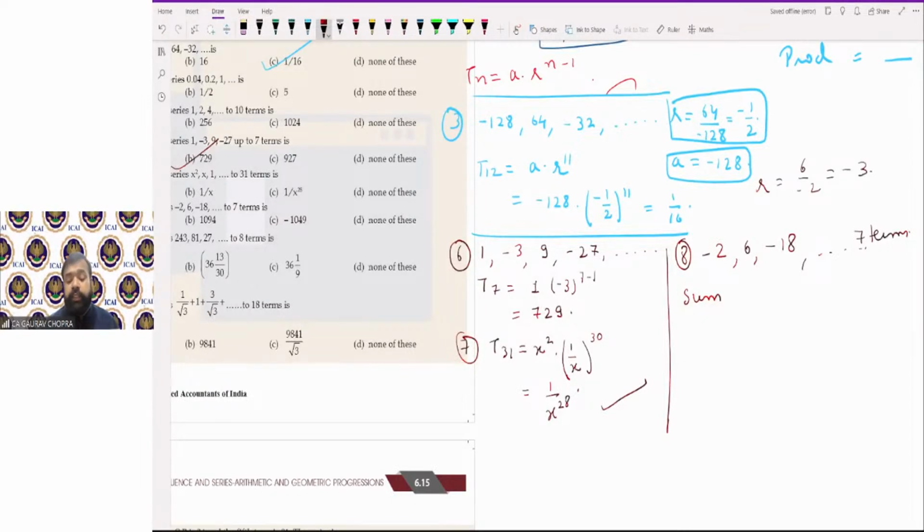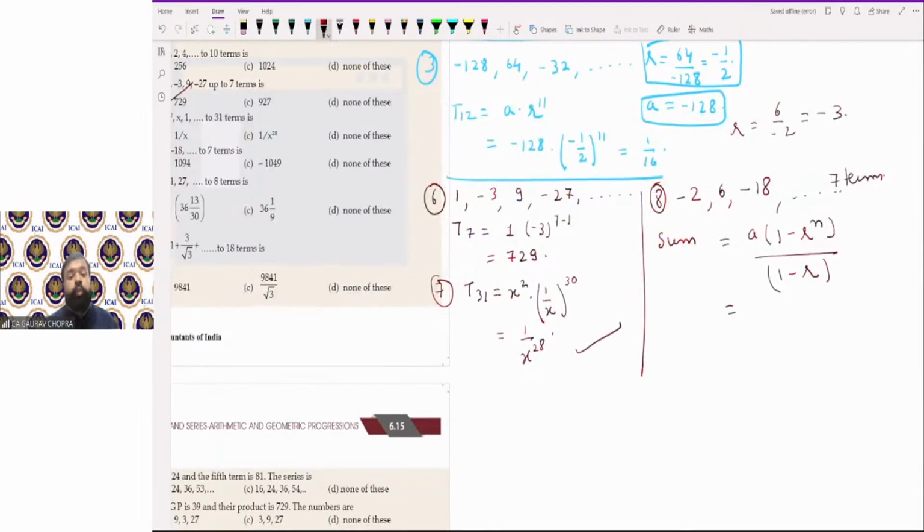So if r is less than 1, तो कौन सा फॉर्मूला अप्लाई करेंगे? a into 1 minus r to the power of n upon 1 minus r. So this will be the formula. So what is a? a is -2, then 1 minus r कितना है? -3 to the power of 7 upon 1 minus r, that is -3. Now simplify this and get the answer.